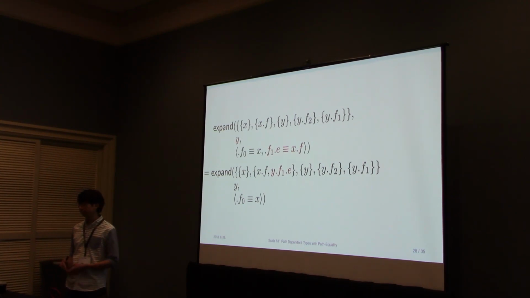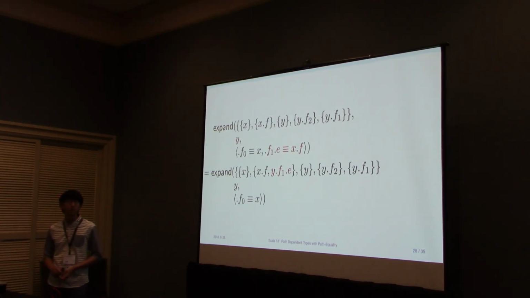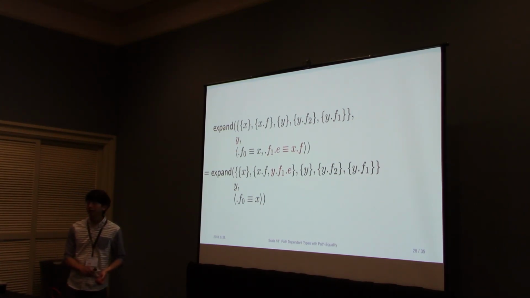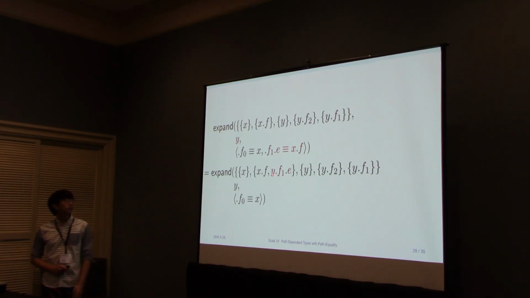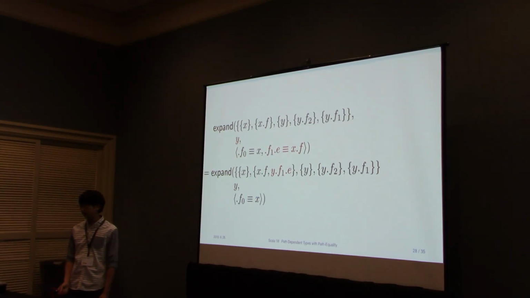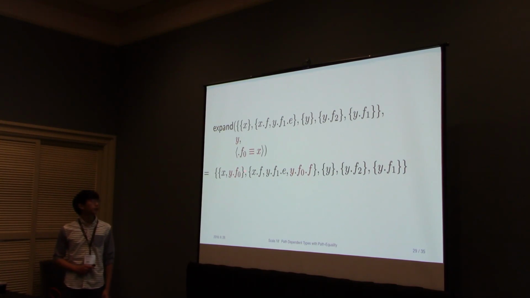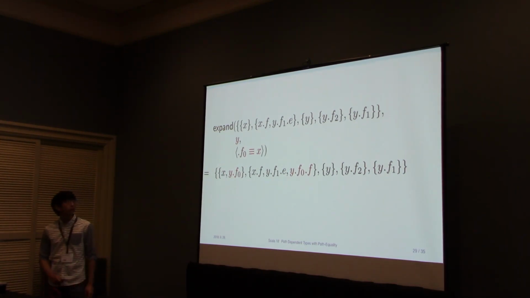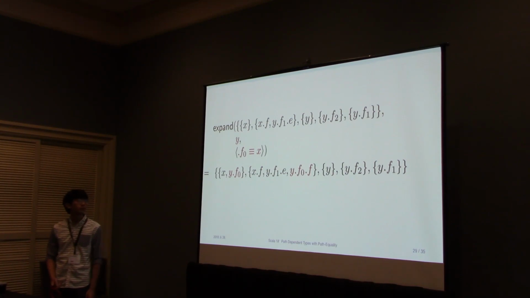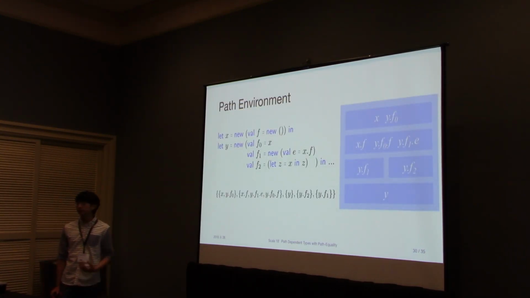And when a path is equal to some other existing path, then the expand function finds the proper set from the path environment and adds the path to the set. So here, y is prepended to f1.e, and y.f1.e goes into the set containing x.f. In the last case, the expand function should add y.f0, which is equal to x. So first, it adds y.f0 into the set containing x. But it's not enough. Since x.f exists, it needs to add y.f0.f to the set containing x.f as well. So as a result, two sets are updated. Finally, it successfully updated the path environment as we desired.